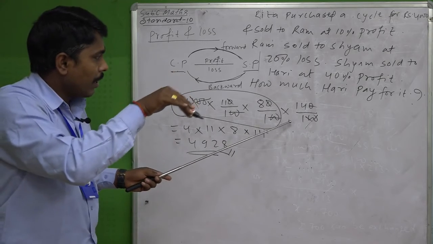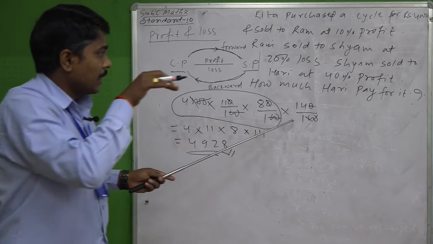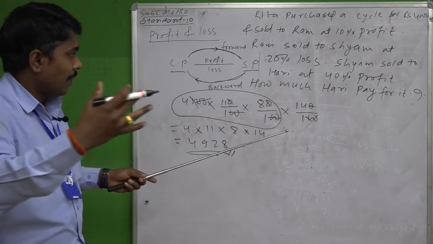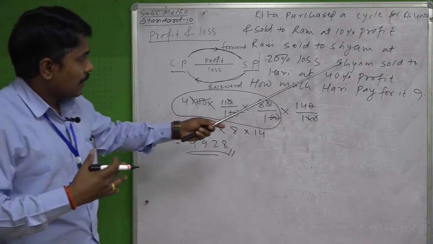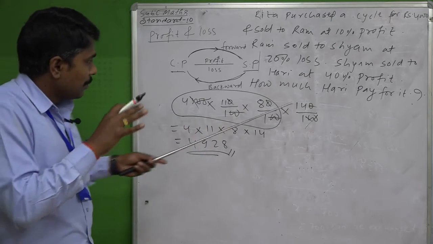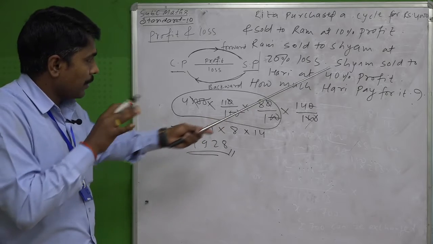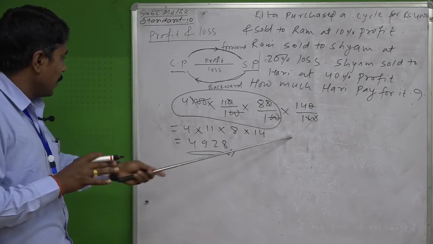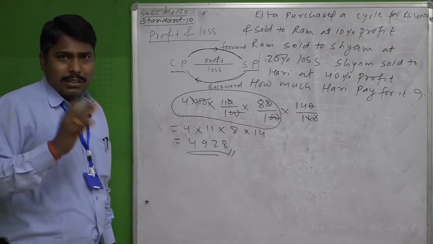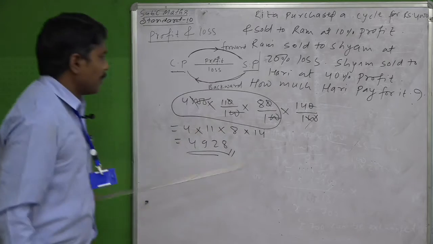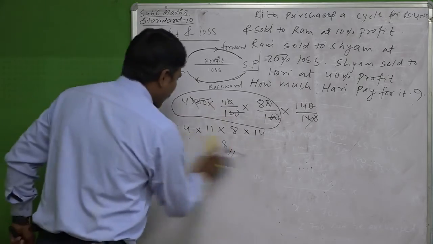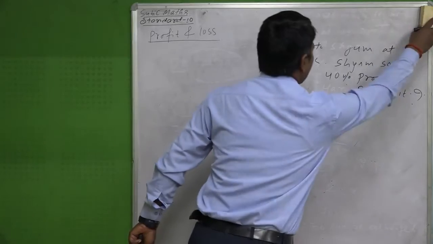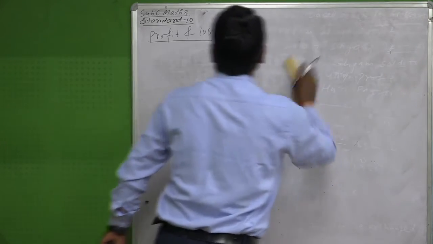Now Hari, what is the selling price you have to find? Selling means sold for how much. The selling price is the cost price into 100 plus 40, because he is taking a profit of 40%, and then divide by 100. This type of problem you can solve in this way. This is the concept I am trying to give you.